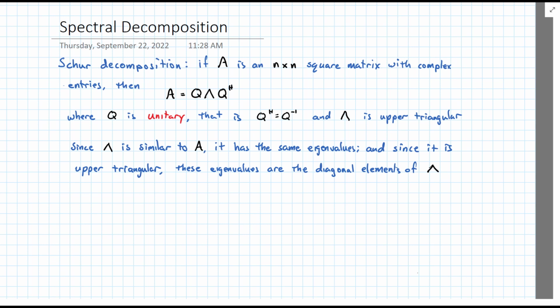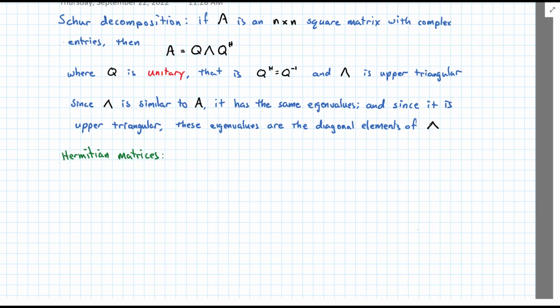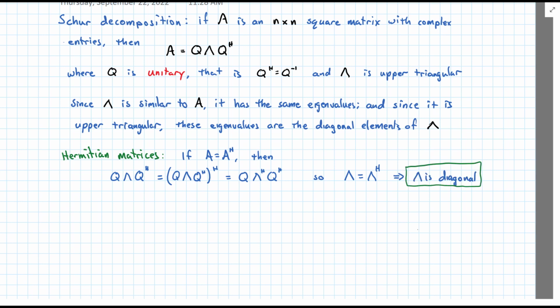Now let's look at what happens when we have Hermitian matrices. If we have Hermitian A, then let's go ahead and write its Schur decomposition, Q lambda Q Hermitian. And we know, because that's equal to A, and A is Hermitian, that we can take the Hermitian of both sides. And thus, using the same properties that we used before, we get Q lambda Hermitian Q Hermitian. Well, since lambda Hermitian is equal to lambda, then we know that lambda must be diagonal. And not only that, it must be real. Okay, so that's a beautiful property.